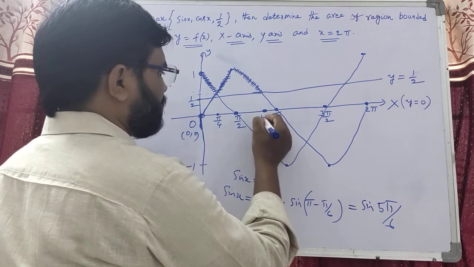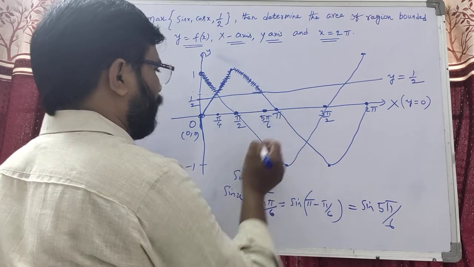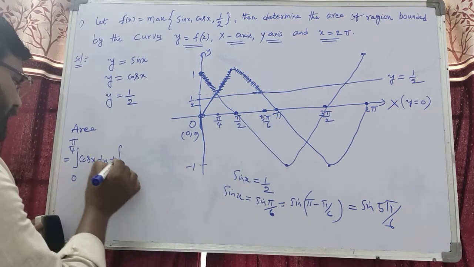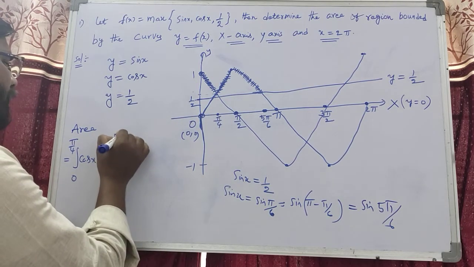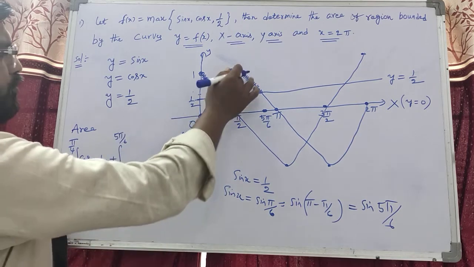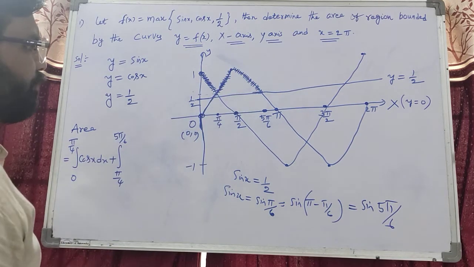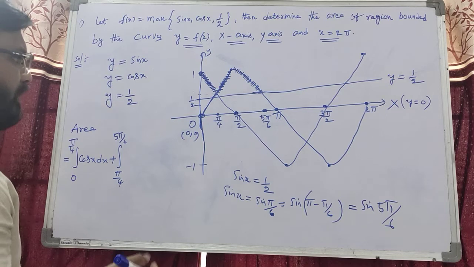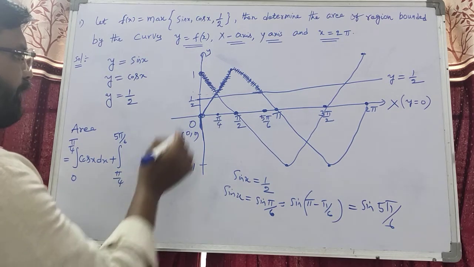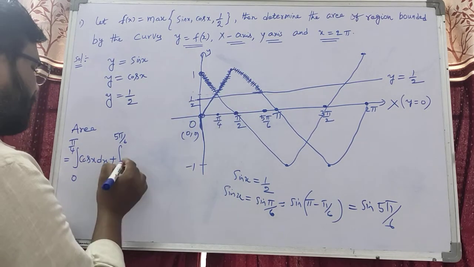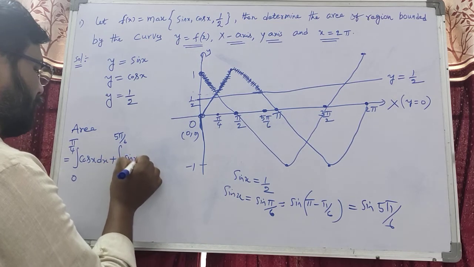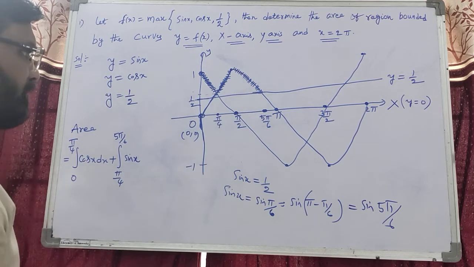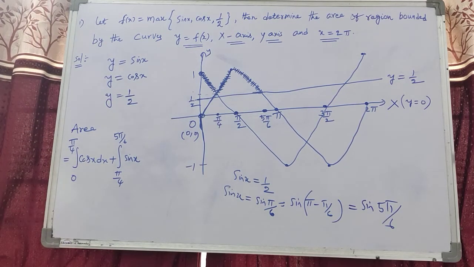What is the value, students? Pi by 6. Therefore, we can write the integral. What is the limit? Pi by 4 to 5 pi by 6. Which is the maximum, students? The maximum is the above one. We can write the maximum part as only y equals to sin x. Okay, students, we can write the part y equals to only sin x.